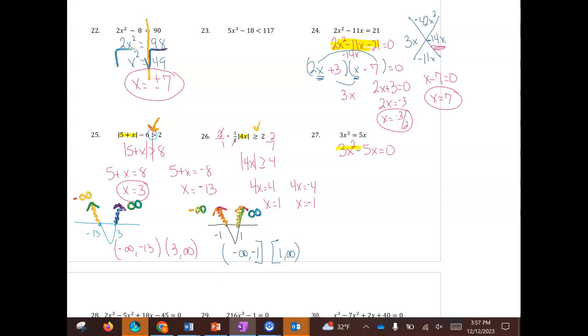So this actually does have a GCF. I can't factor out a number, but I can factor out an x. So here goes the x. And I'm left with the 3x minus 5. And then that's it. I can't factor these anymore.